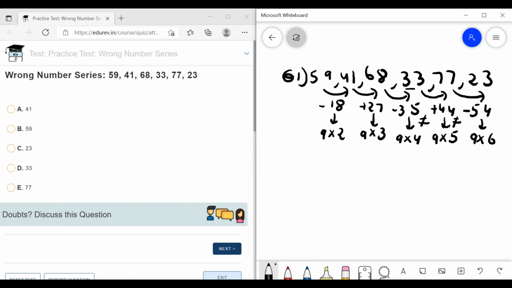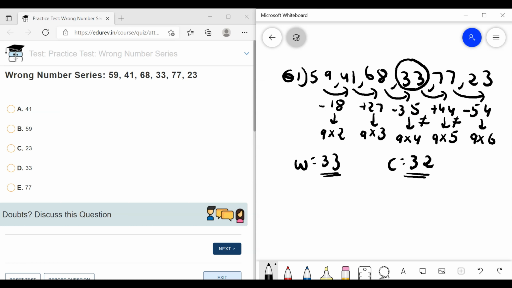Understanding this, we can see that the problem starts when we move from 68 to 33 and 33 to 77. So the common wrong element here is 33. Therefore, our wrong number would be 33. Now, what would be the correct number? When we go from 68, we have to subtract 36 instead of 35, which would give 32. So the wrong number is 33 and instead of that 32 should be in this series.